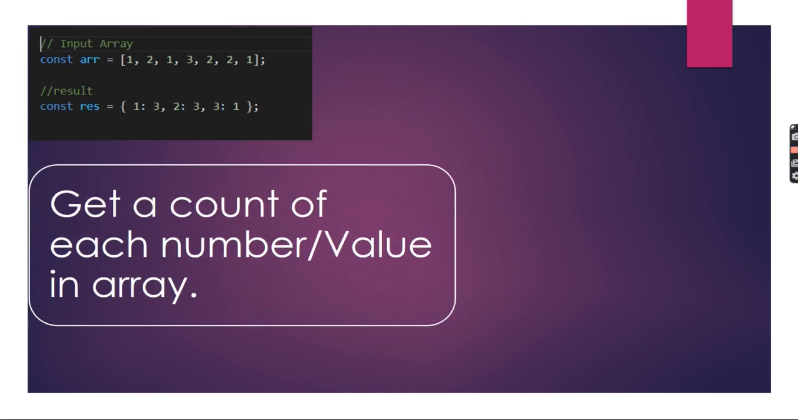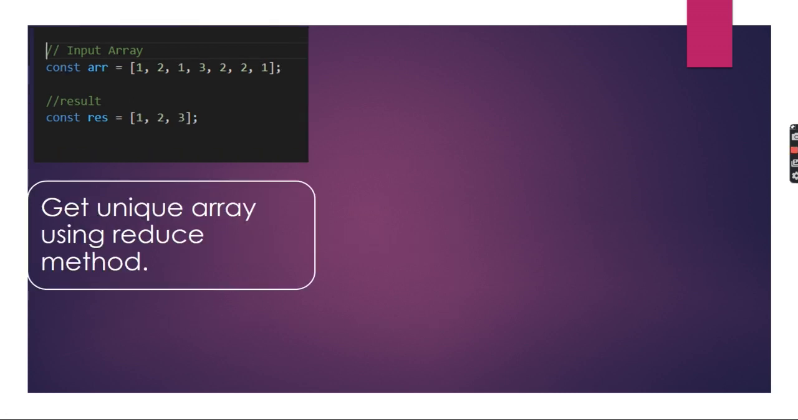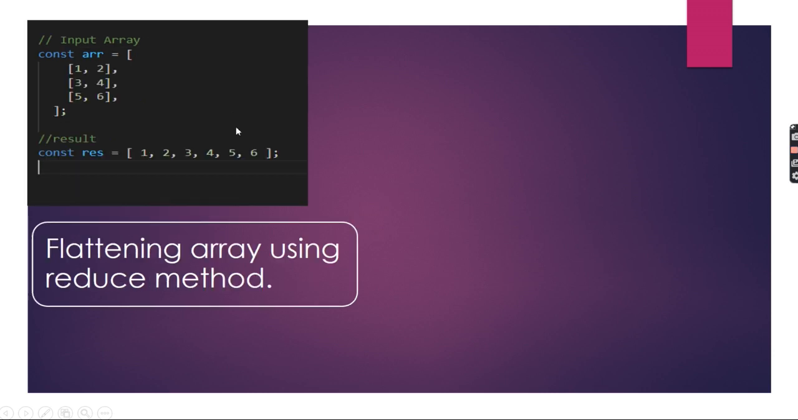The second example is we have an array with some duplicate elements and in the result we want one object with the key as the element in the array and the value as the count of that element. We will see how to achieve this using the reduce method. We will also debug code. The third example is again an array with duplicate elements and we want an array with unique elements as output.